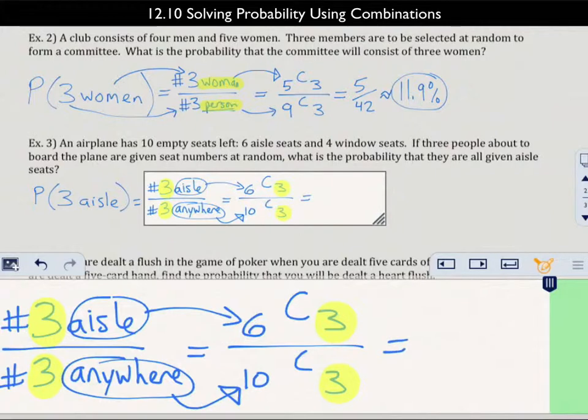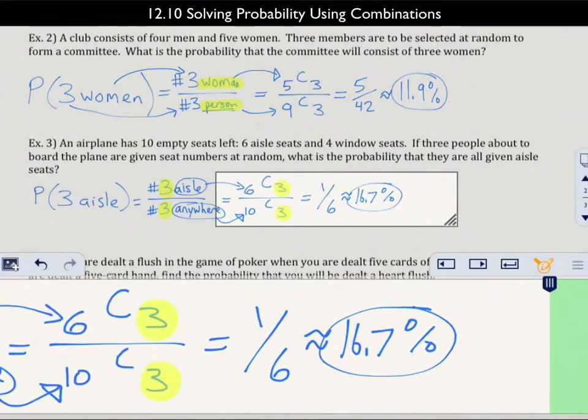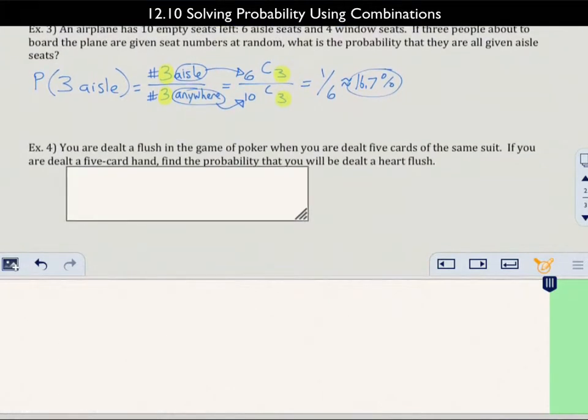All right, and when we solve this, we end up with 1 out of 6, which is about 16.7%. Okay, so I'm not going to spend a lot of time on how to actually calculate this. The biggest thing is if we can set it up, then the calculation is going to be easy. All right, let's move on.